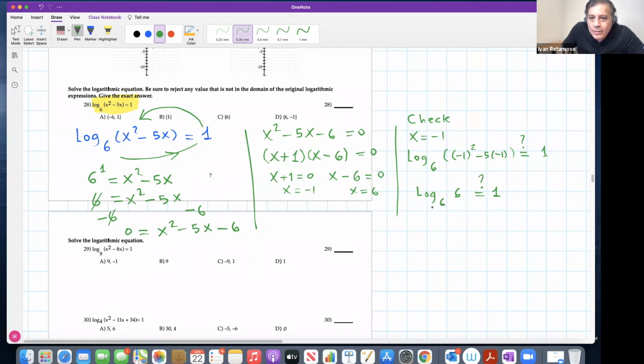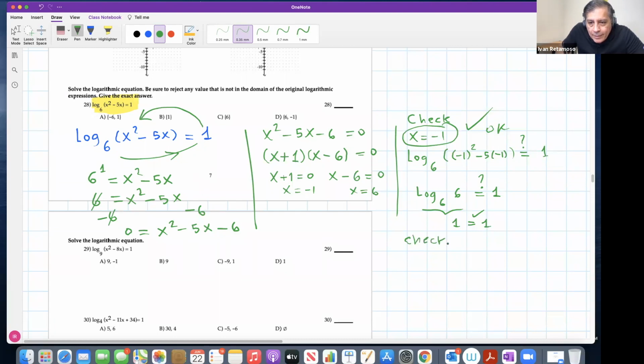But we had a property. We said log base b of itself is equal to 1 always. So it checks. So this is 1, so 1 equals 1, perfect match. So this is a good solution. Let's check the second one.